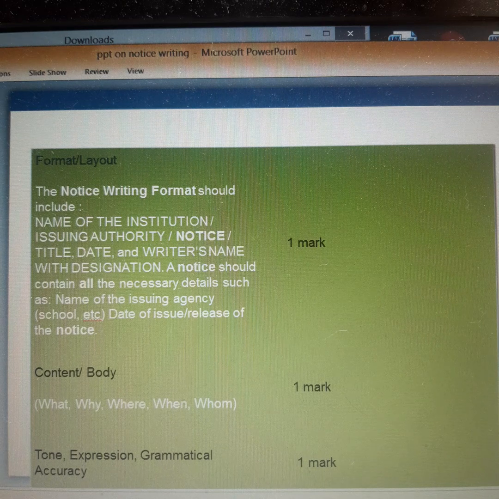Under your tone and expression, we have to use a formal or official tone, because this is a formal piece of writing, children. Your tone, your expression has to be official or formal, and we also need to keep in mind that the sentences we are framing should be grammatically accurate. Okay, so 1 mark for your format, 1 mark for your detailed content, and 1 mark for your tone or expression. Let's move on to the next slide now.